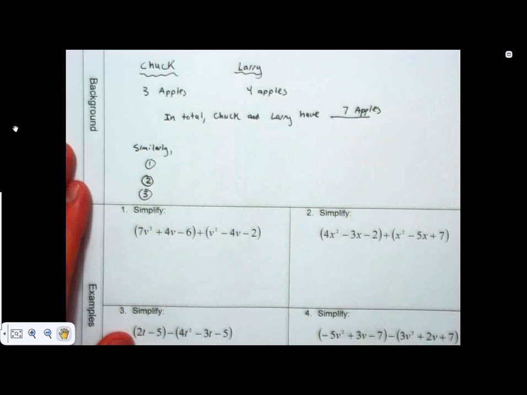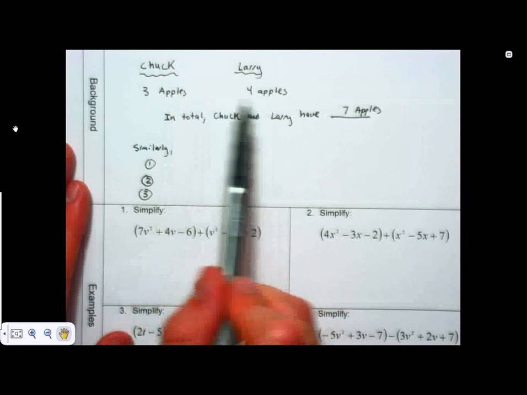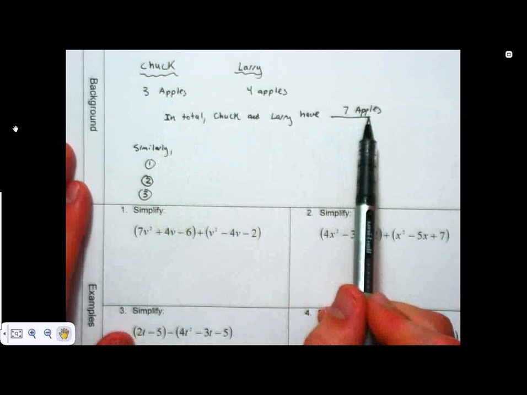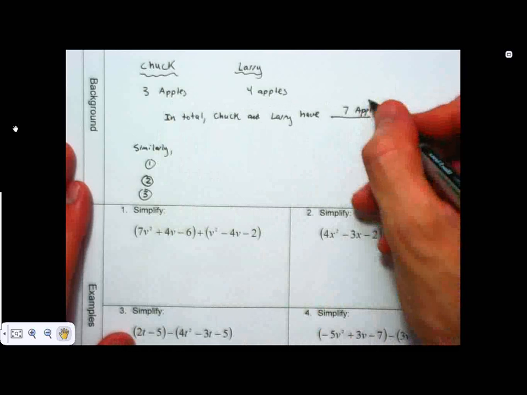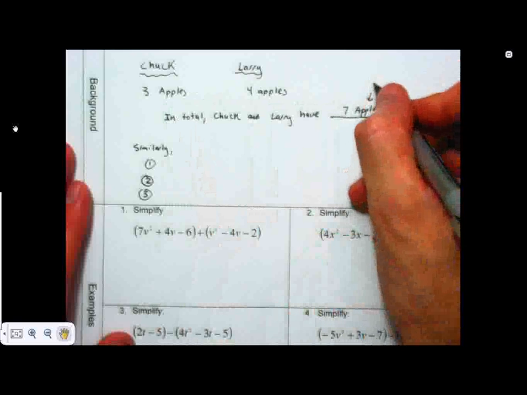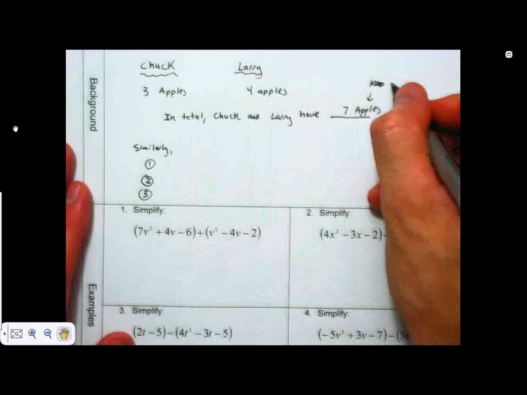Okay, so what I wanted you to realize is that notice that when I add like units together, like objects, what I end up with is still the same object. So if I'm starting with apples and I add that to other apples, I end up with apples in the end. So keep units.